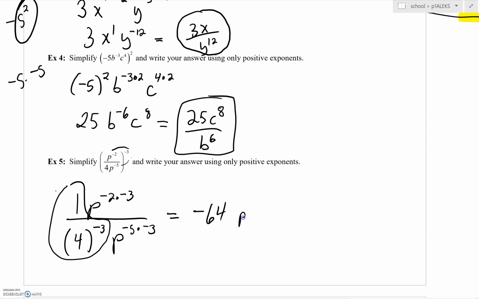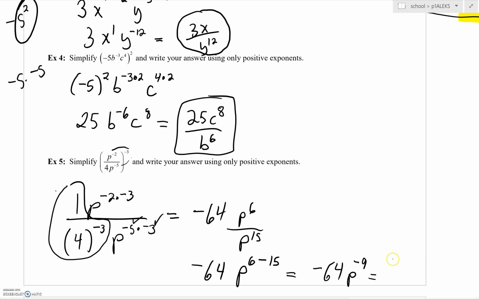Negative 2 times negative 3, that's p to the 6. And then down below here, this is p to the 15. Negative 5 times negative 3. But then we're going to use our subtraction property. We'll have 6 minus a 15, and 6 minus 15 is negative 9. And because I have a negative 9 for a power, that has to be brought down. And that will be our final answer.